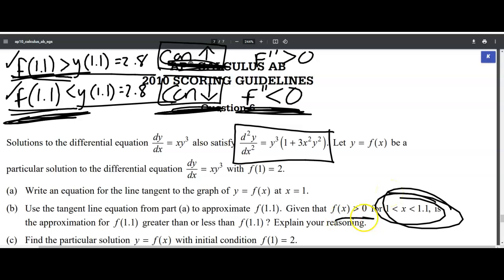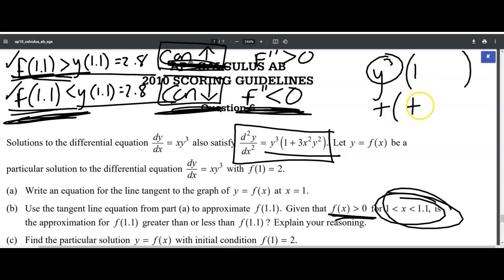Well, we know that on that interval the y value is positive. So let's look at this. We have y cubed. Well, if y is positive, that means that this would be positive, right? Then we have 1. Well, 1's a positive number, so we can just put a positive there. Plus 3x squared y squared. Well, squares are always positive. So we have a positive being multiplied by a positive plus a positive.